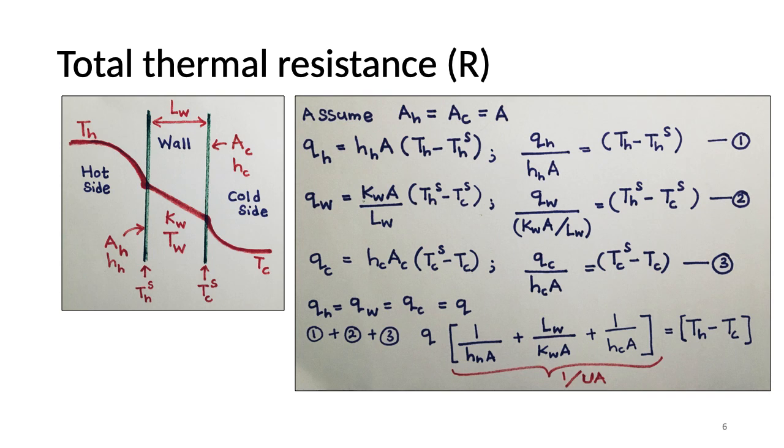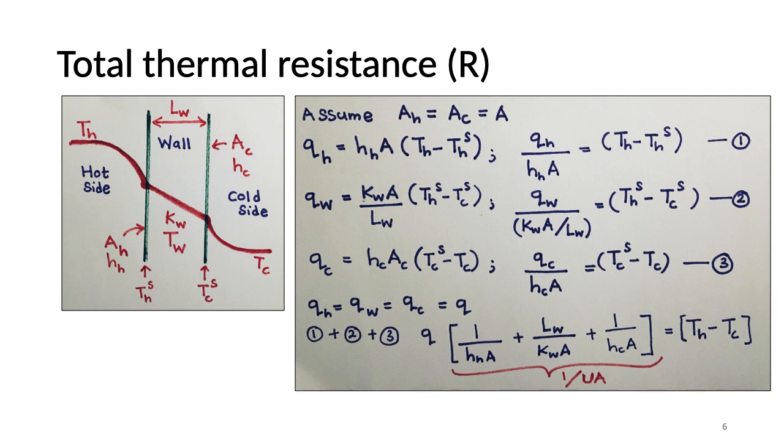The heat flow along the wall is equal to QW, and it is given by KW times A divided by LW times (THS minus TCS). Here, KW is the thermal conductivity of the material, A is the surface area, and LW is the thickness of the wall material. THS and TCS represent the surface temperatures of the hot and cold sides. And this is a conduction mode of heat transfer.